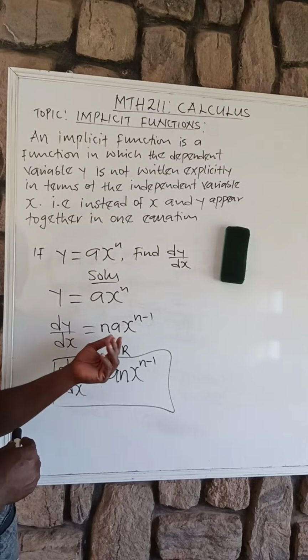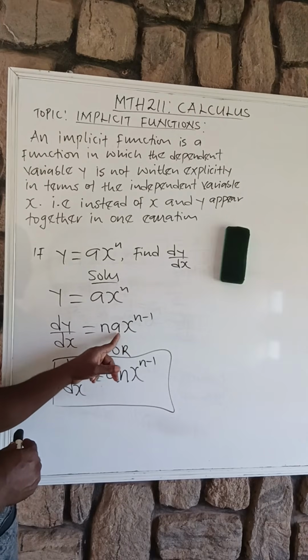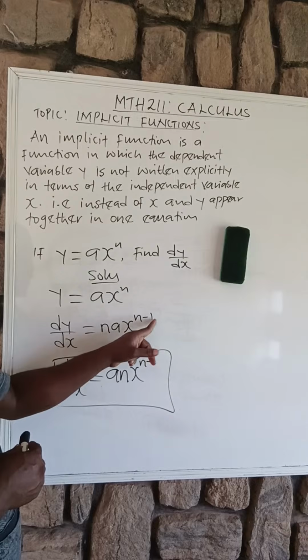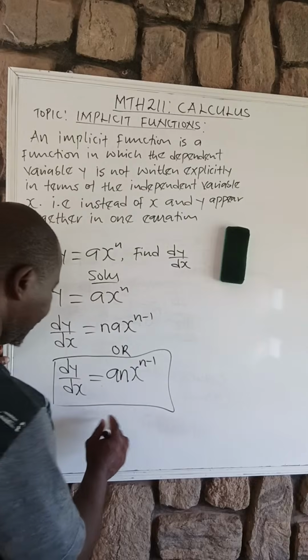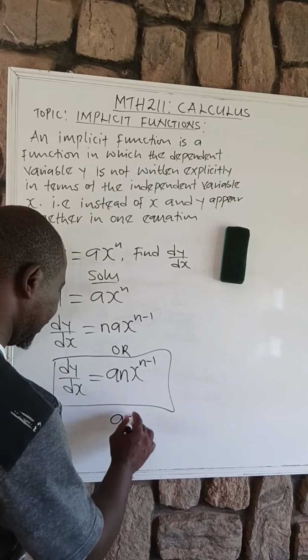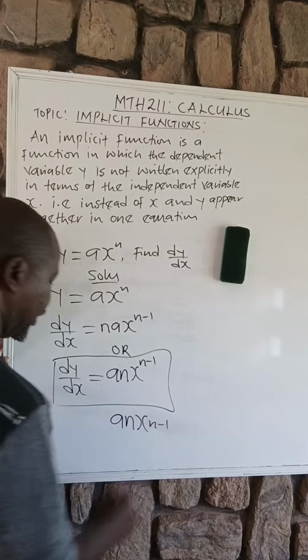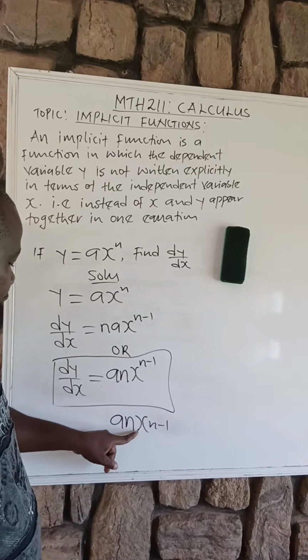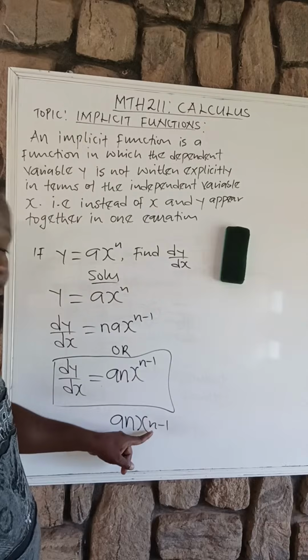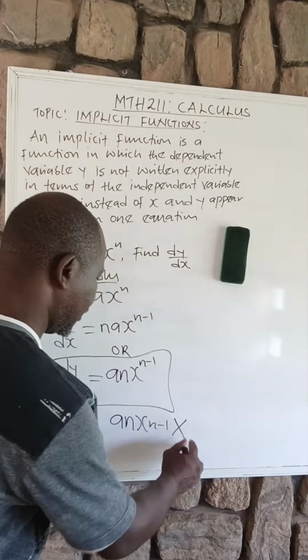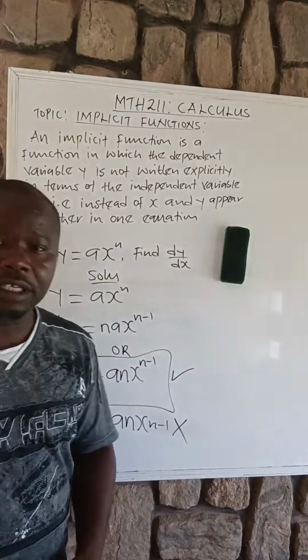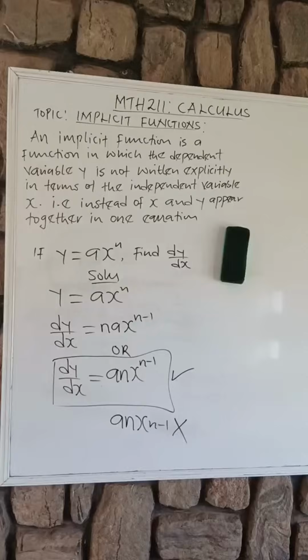So don't get confused whether it is written n a x raised to the power of n minus 1. Please note, don't write it in this way, because students are very funny. Don't write it in this form. This is not an x raised to power n. Rather, this is an x to the n minus 1. So this is wrong. This is good. Take note. Any question, please? Any question? Yes or no?